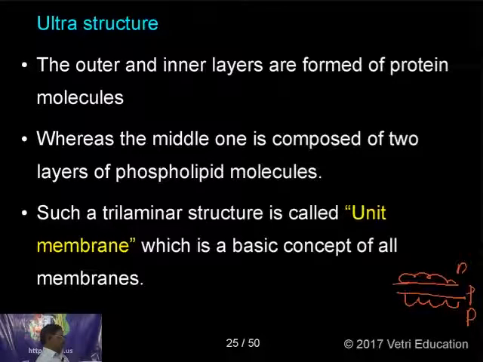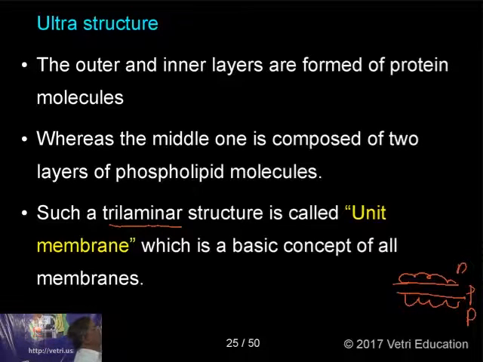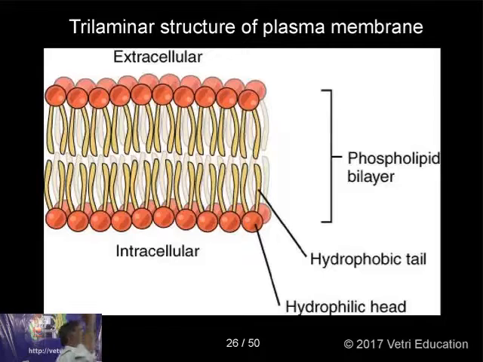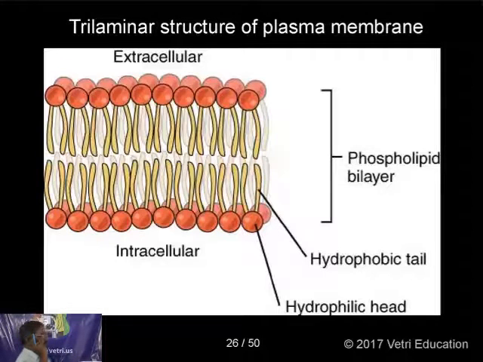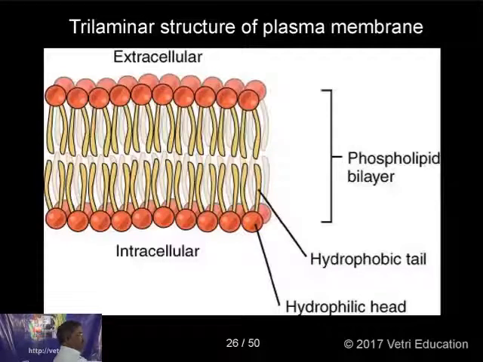This is, remember, a trilaminar structure. So here you see a trilaminar structure of plasma membrane. You can find the outer protein, inner protein, and in the middle the phospholipid layer. This is the phospholipid layer, and outer and inner, this is the protein layer.